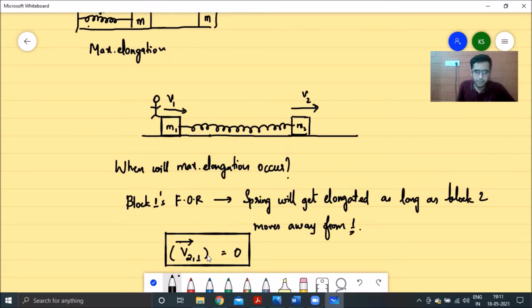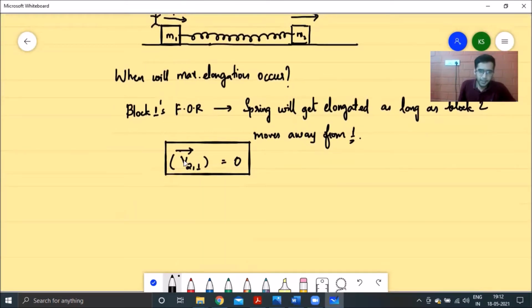So your condition for maximum elongation over here is when the velocity of block 2 with respect to block 1 becomes 0. When block 2 stops moving forward with respect to block 1, at that point you'll have maximum elongation, because till that instant, block 2 was moving away from block 1. Imagine it from 1's frame of reference. Block 2 was moving away from block 1. And now when it's stopping with respect to this block, that means it will have maximum elongation in that case, right? So this is your important condition over here.